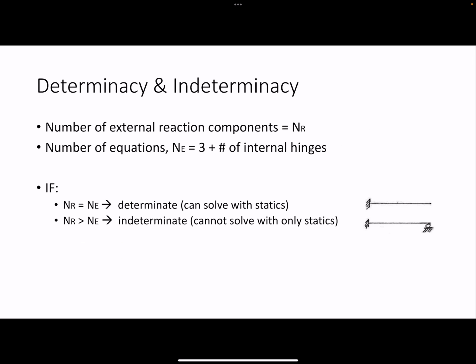All right, so now determinacy and indeterminacy. Are you all familiar with these concepts yet, or is this new? Yeah, okay, that's kind of what I expected. This is a new concept.